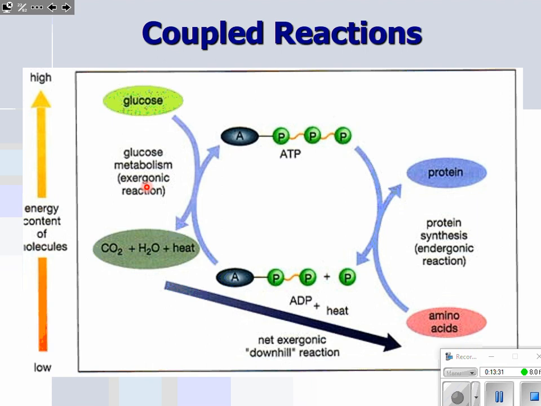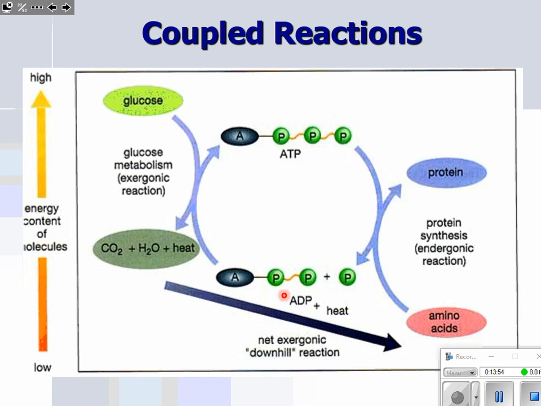Gives it away. Yes, it's exergonic. And you know it is because energy is being released. We end up with less energy, see where we are on the graph, than we started with. We started way up here. But notice this chemical reaction is coupled with another chemical reaction that's going the other way.